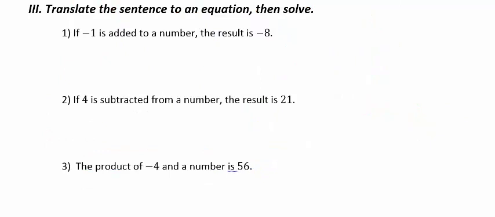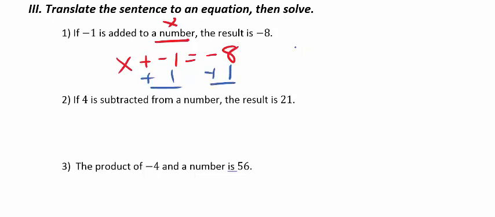In part 3, we're going to translate the sentence to an equation and then solve. So if negative 1 is added to a number, the result is negative 8. So a number can be our x. And negative 1 is added to that, so I'm going to add negative 1 to my x. The result is, it's just my equal sign, and the result is negative 8. So there's our equation. To solve, we're going to have to add 1 to both sides. That way this negative 1 plus 1 becomes 0. We get x alone. And negative 8 plus 1 is negative 7.